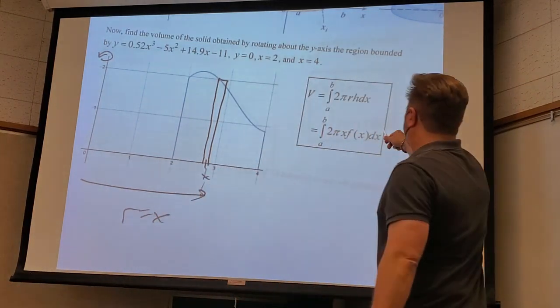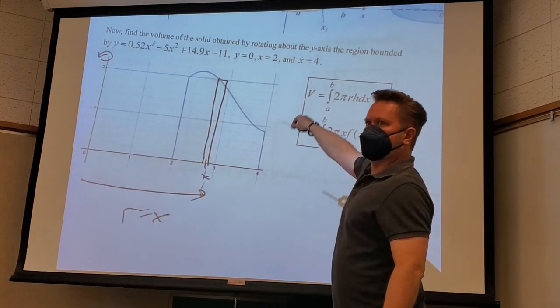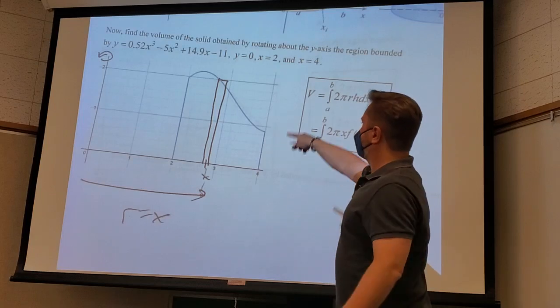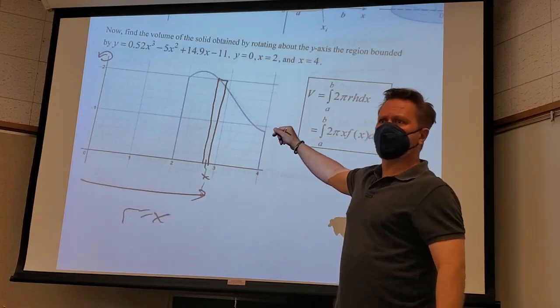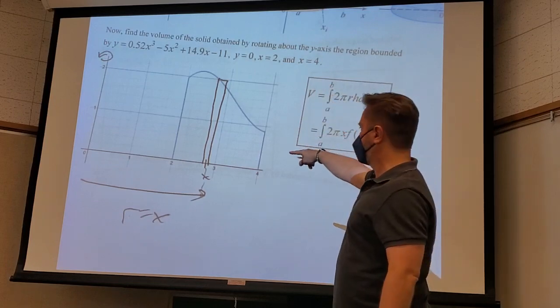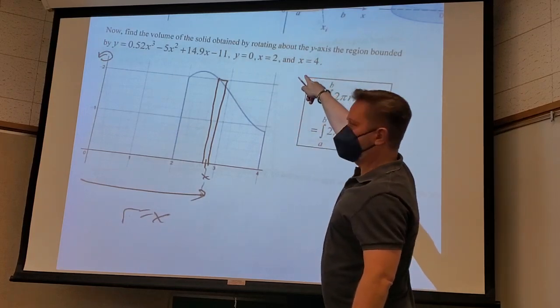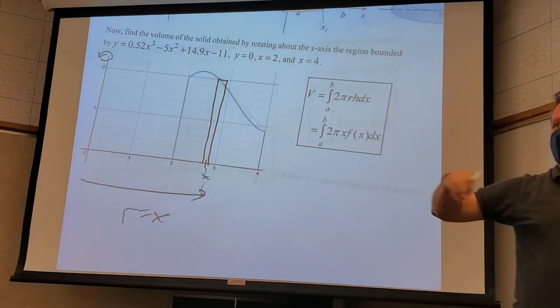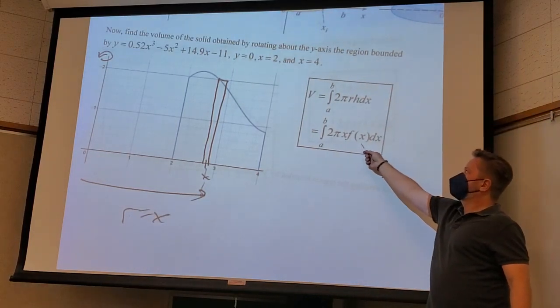All right. And of course, the height, and I want you to draw that rectangle in, please, because it helps me figure out the radii. How tall is that rectangle? Well, it goes from the 0 line up to the function. So it is this. Yes?